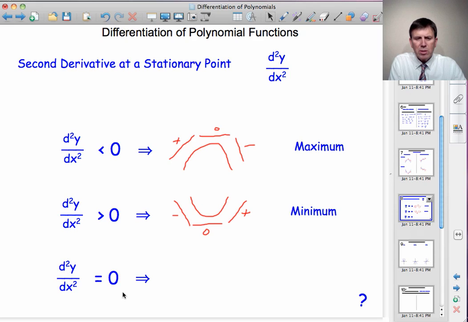What about when d2y by dx squared is equal to 0? What can we decide from that? Well, unfortunately, we can't decide anything. We can't tell from that whether it's a minimum, a maximum, or a point of inflection. Let me show you an illustration of why.